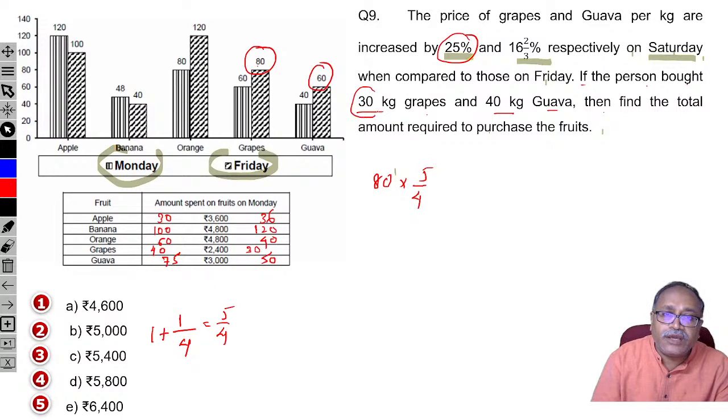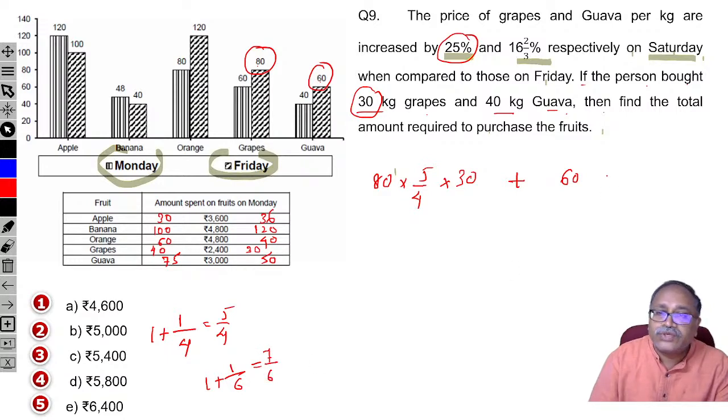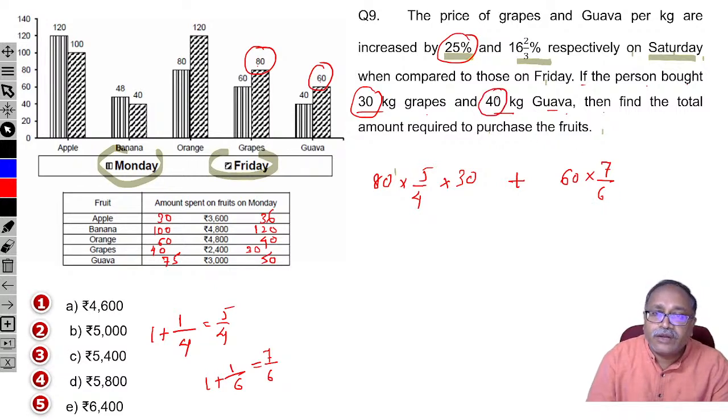And the quantity he buys is 30, so into 30 plus. What about guava? Then guava price is 60 on Friday and there is an increase of 1/6. If any amount increased by 1/6, so 1 plus 1/6, it becomes 7/6. So let's take the price as 7/6. And after that, Aman, we need the quantity into 40.